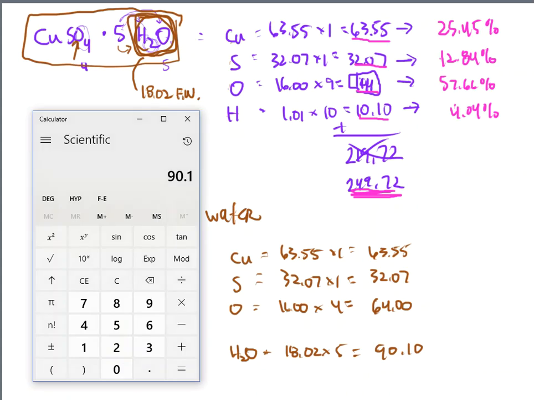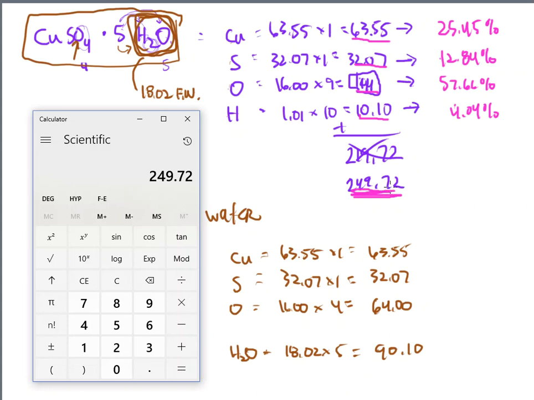Well, I do just like I did up above. I now add all of these together. It's the same compound, so it should be the same formula weight, right? 63.55 plus 32.07 plus 64 plus 90.10. And that gives me 249.72, right? That's what we got for the formula weight right up here above.